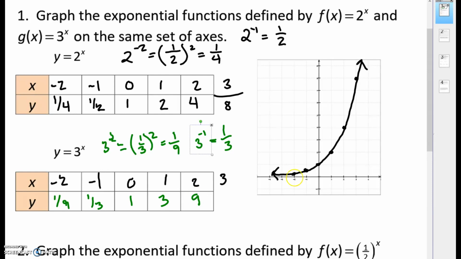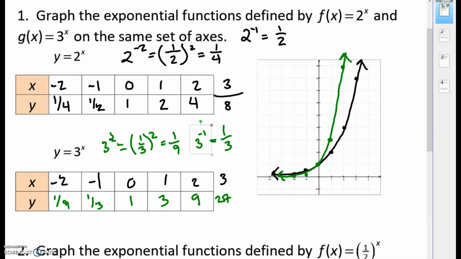We've got -2, 1/9, which is right next to but not quite on the axis. -1, 1/3, which is going to drop down below this. 0, 1, same point as before. 1, 3. Oh, and by the way, 3 cubed is 27. Then 2, 9, and then 3, 27 would be way up here. So when this graphs like this, what was the difference between these two?